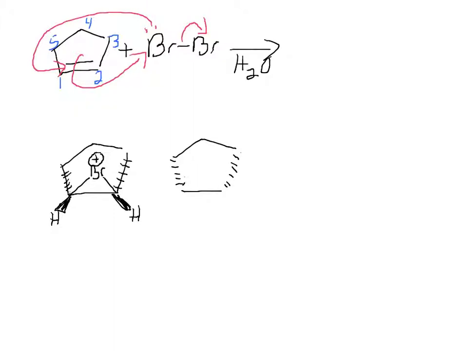But in step 2, it's not trigonal planar, right? No, it's no longer trigonal planar. Now it's tetrahedral. So you can have two different types of intermediates here, and both of them have Br minus.